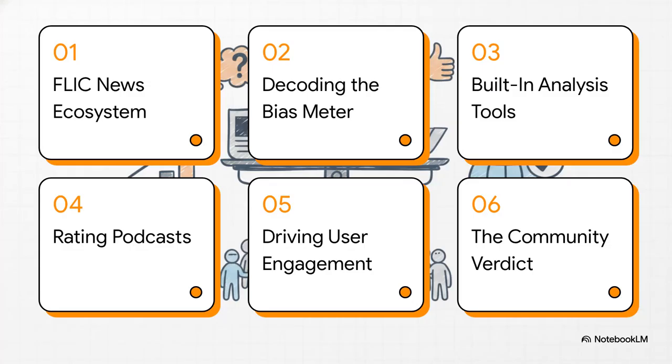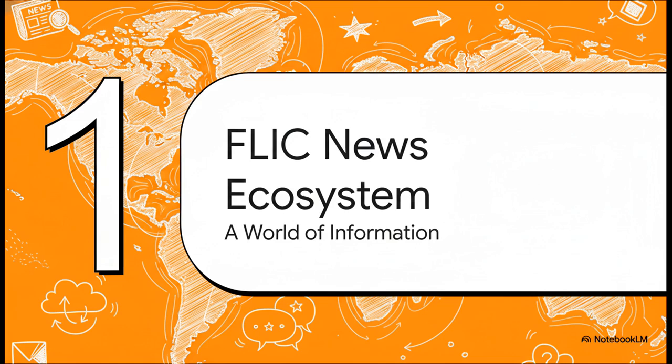So here's our roadmap for this explainer. We'll start with number 1, the FLIC news ecosystem. Then move to 2, decoding the bias meter. 3, we'll look at built-in analysis tools. 4, rating political podcasts. 5 is driving user engagement. And finally, 6, the community verdict. Let's get into it. Part 1, the FLIC news ecosystem, a world of information.